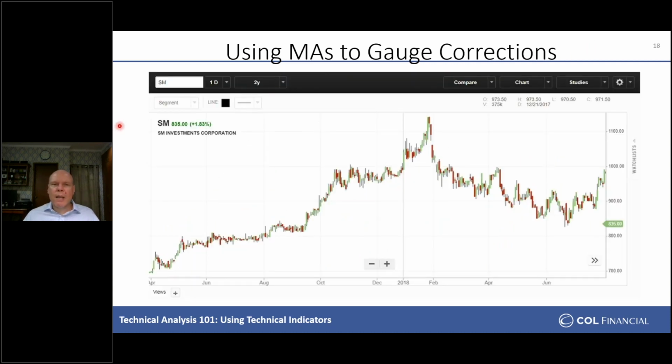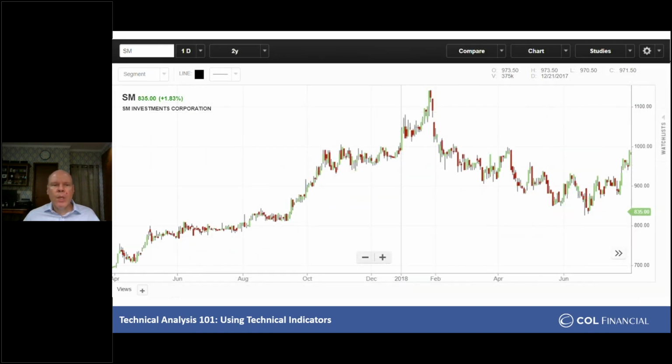All right, let's have a look at a sample on how to call up a moving average, and let's try to figure out how to use it here in the case of SM. Okay, so as we're looking at SM investments, we can see a clear uptrend from this area here, and then a downtrend that comes into there.